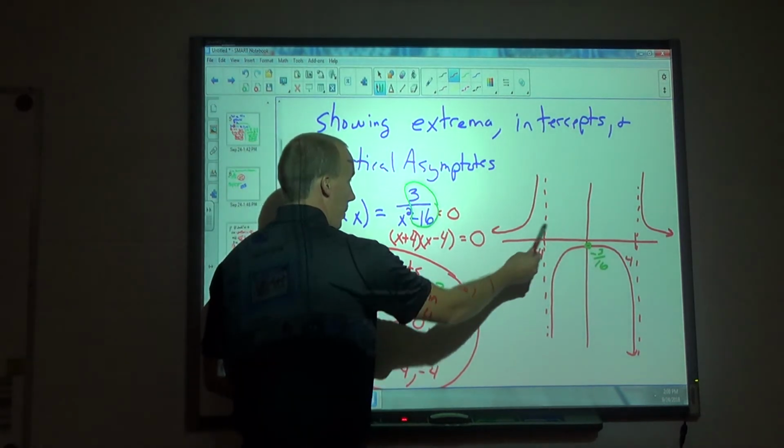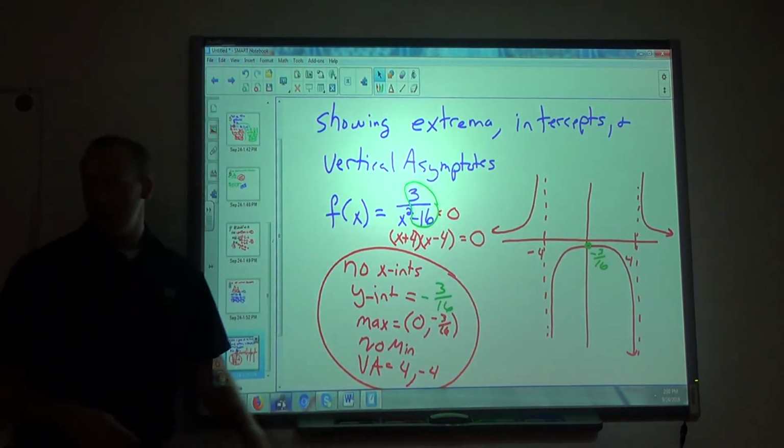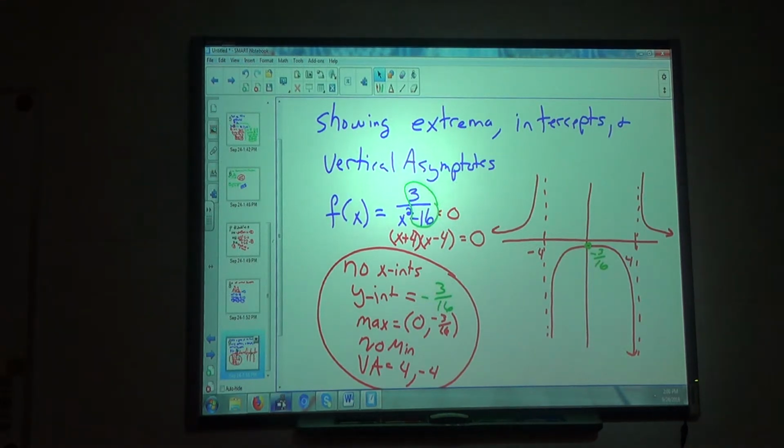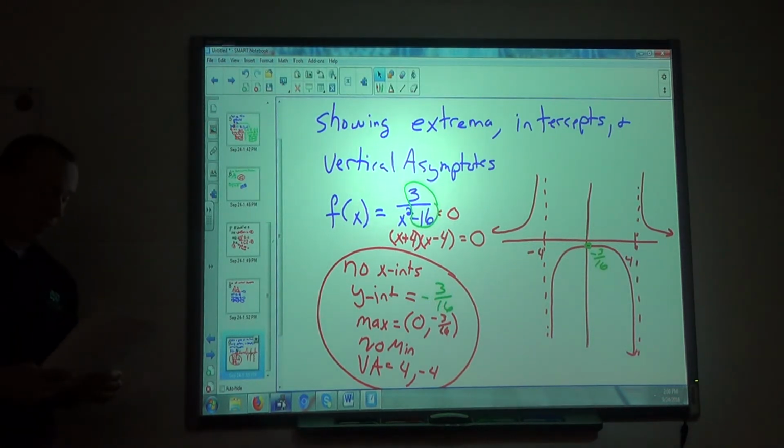Okay, so here's that information, and then here's the graph. Questions on that? No. Okay, do you want to do another one of those, or should we jump to the last thing? There's another problem just like that. You'll do the same thing. Find the maxes, find the mins.